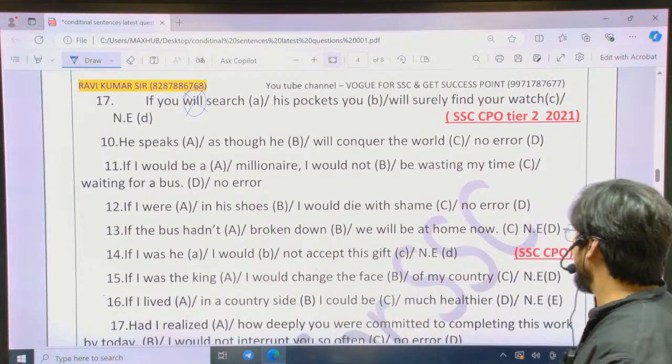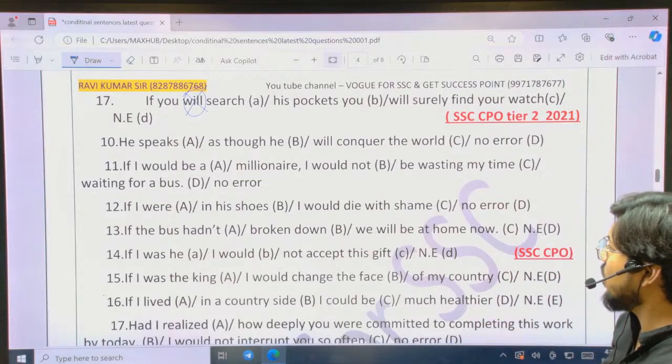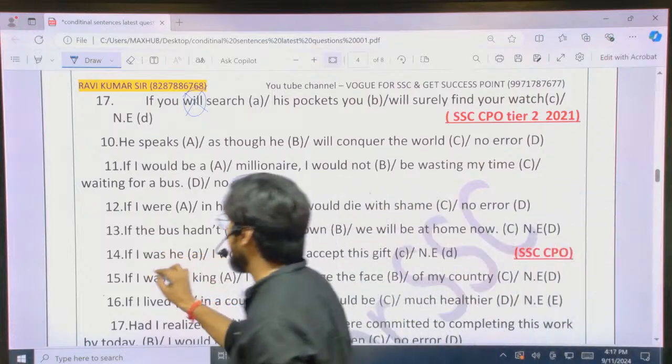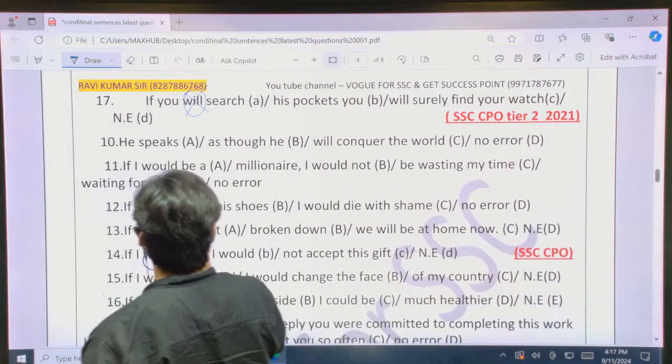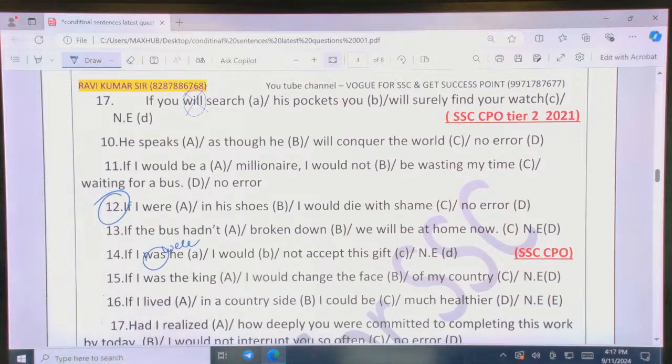Question number 14, SSC CPO. If I was he, I would not. Tell me if I. Question number 12. If I were in his shoes, I would die with shame.